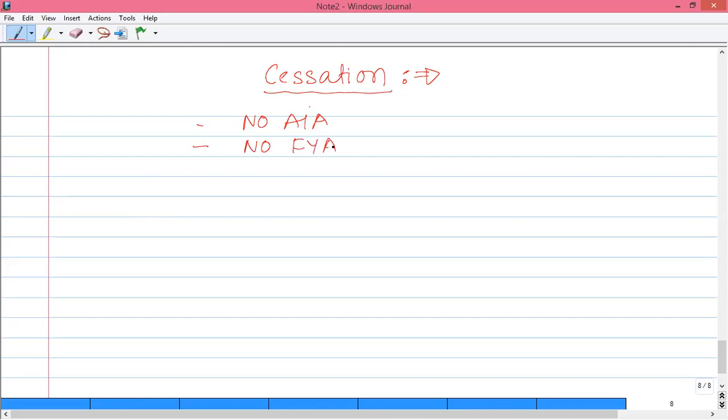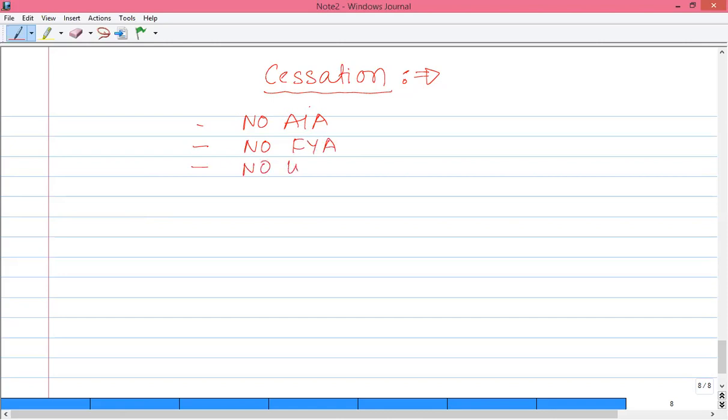Now lastly, we have the case of the last year of business, that is the year of cessation, when the business is being closed. So remember the rules: in the year of cessation, that is the closure of the business, there is no AIA. You cannot claim any AIA even if you have purchased any asset in the year of cessation. So no AIA can be claimed. Similarly, no first year allowance for any car.